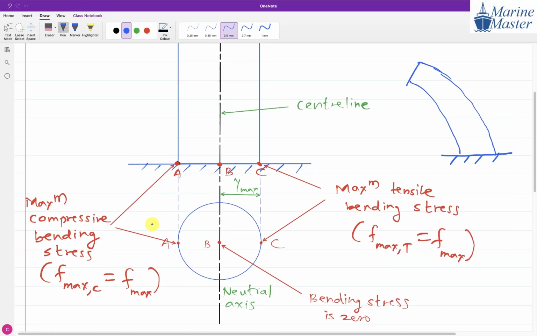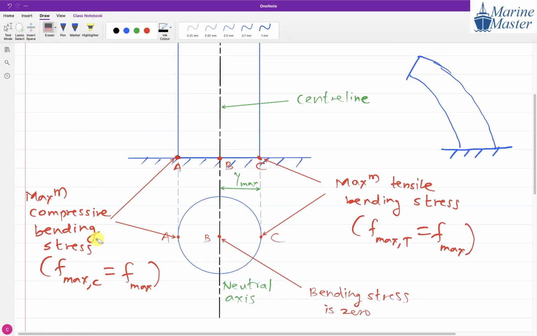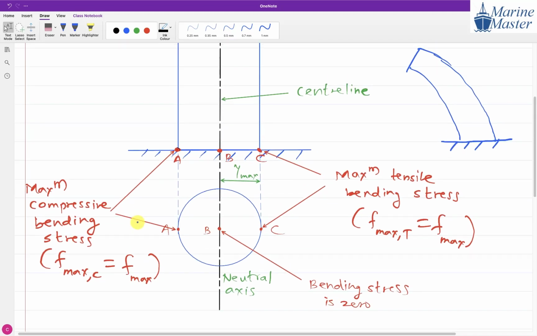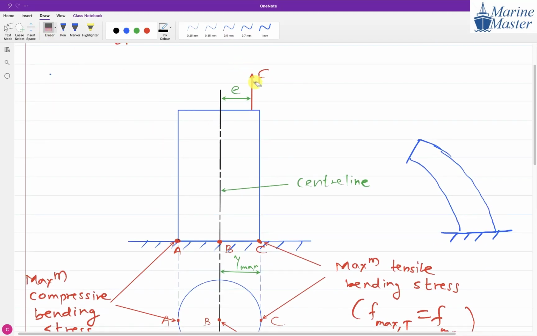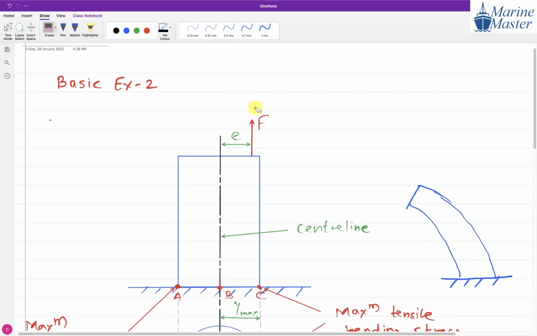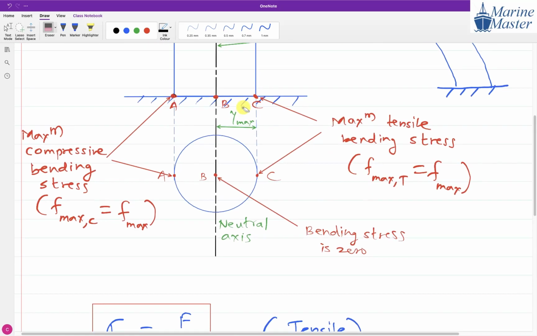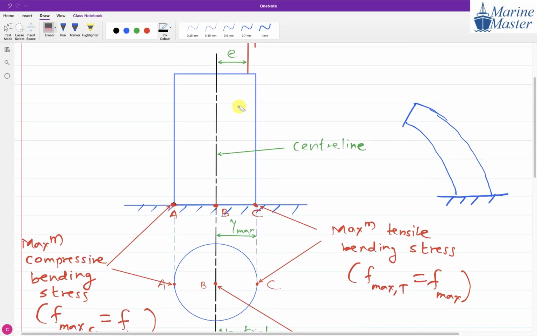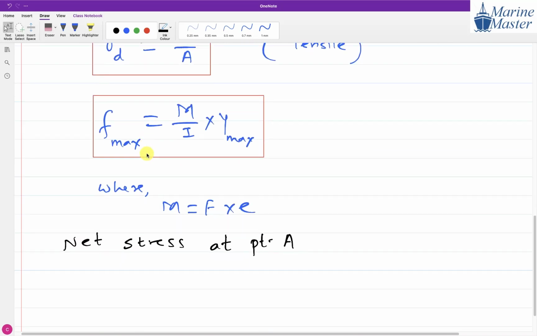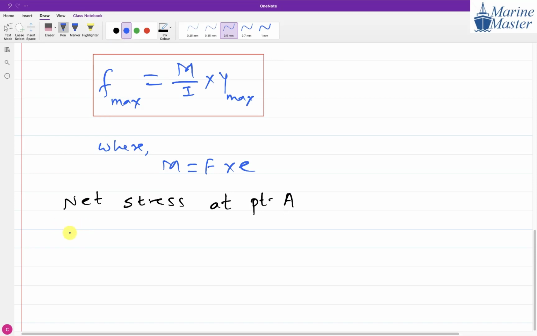Now tell me, at point A, what is the nature of direct stress, guys? Tensile. Don't look at the previous exam. Direct stress nature is tensile. Bending stress nature is compressive. See, the nature is not the same. Direct stress nature is tensile, bending stress nature is compressive. So whenever we have this, two scenarios will come.